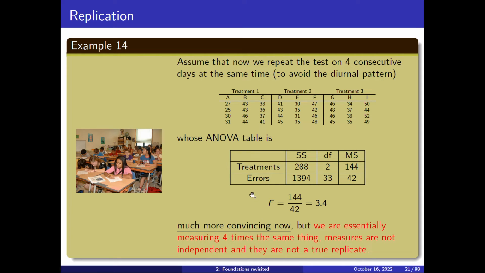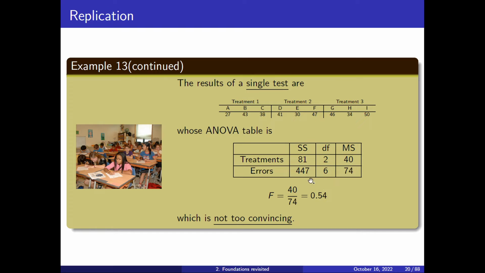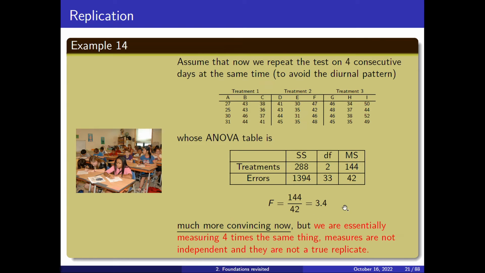And then these are the results for each one of the classes. Now you compute again the sum of squares, and what you see is that now the F has gone from 0.5 to 3.4. So something that was not significant before now is significant. But there is a problem. All these measurements are not independent. You are measuring the same class 4 times, so you are measuring the same value 4 times.